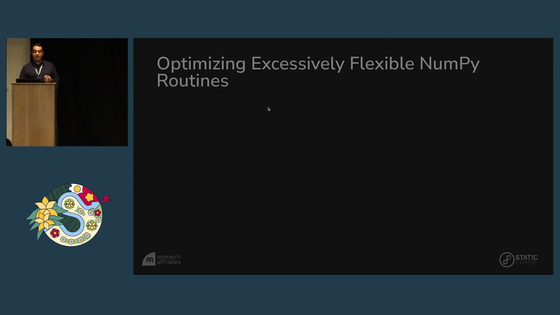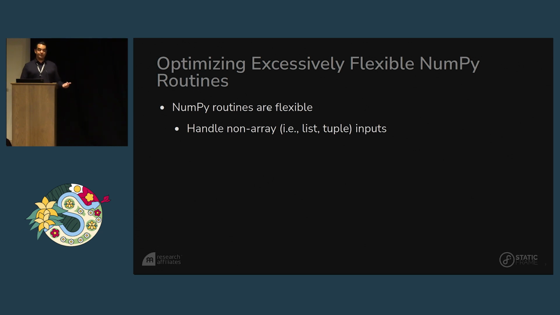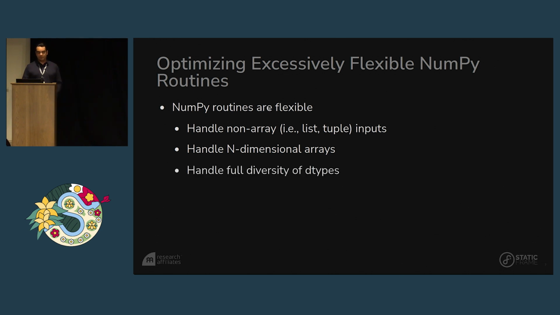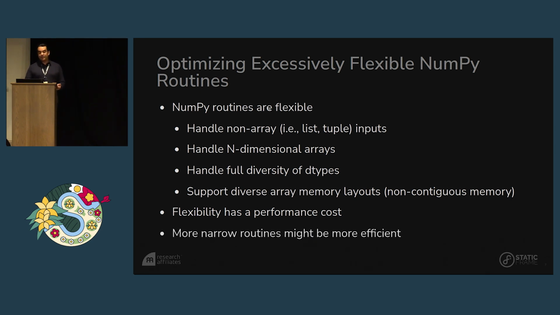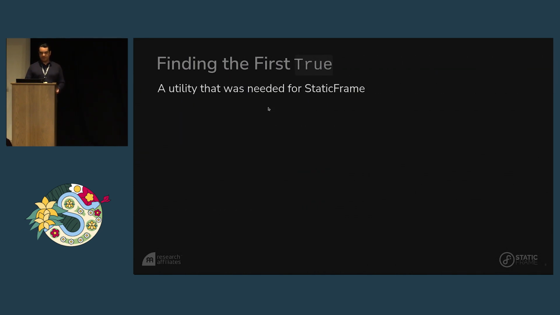More promising is that a lot of NumPy routines are what I call sort of excessively flexible. Well, I mean, they're great, but the flexibility comes at a cost. So many NumPy routines will handle non-array inputs. They'll convert a list or a tuple to an array for you. They'll handle all dimensionalities of arrays, even though in my work I generally only deal with 1- and 2-dimensional arrays. They handle the full diversity of dtypes and support diverse array memory layouts, that is, non-contiguous memory. So all this flexibility comes at a cost. And we can ask maybe, just maybe, more narrow routines might be more efficient. And that's going to be a part of what we're looking at here today.